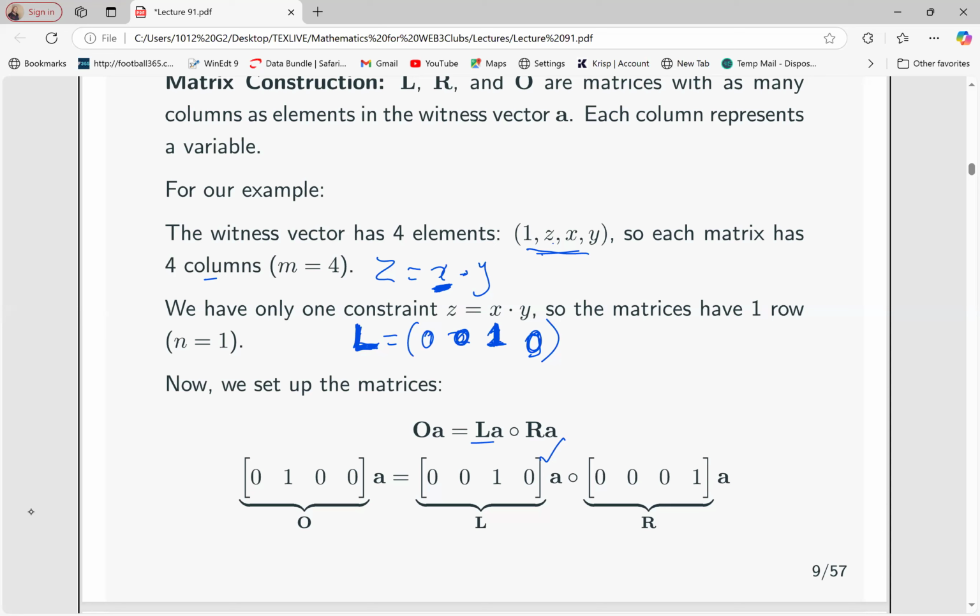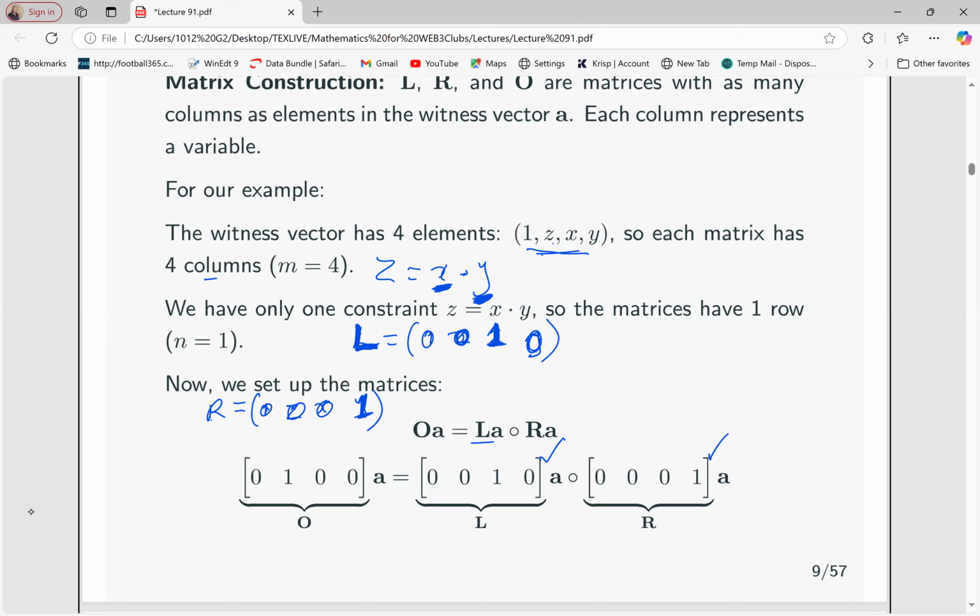Now, what about R? Again, I just write our witness, 1, Z, just to make it simple so that we understand what is happening. R is the right side matrix. The entry on the right side is Y. So I make that entry 1, and the other entries, I make them zeros. And that is why you see this matrix, and I've called it our R.